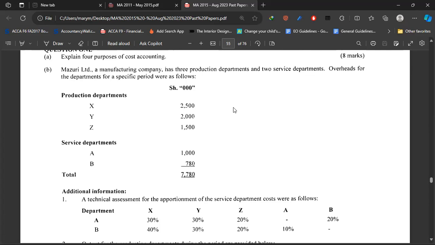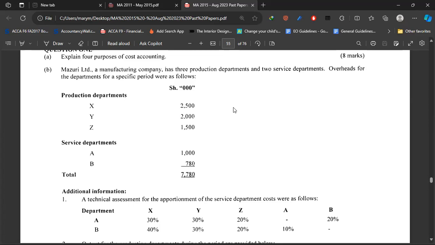Mazuri Limited, a manufacturing company, has 3 production departments and 2 service departments. Overheads for the departments for a specific period are as follows. Production departments X, Y, and Z: 2,500, 2,500. Service departments A, B: 1,780. The total is 7,780.